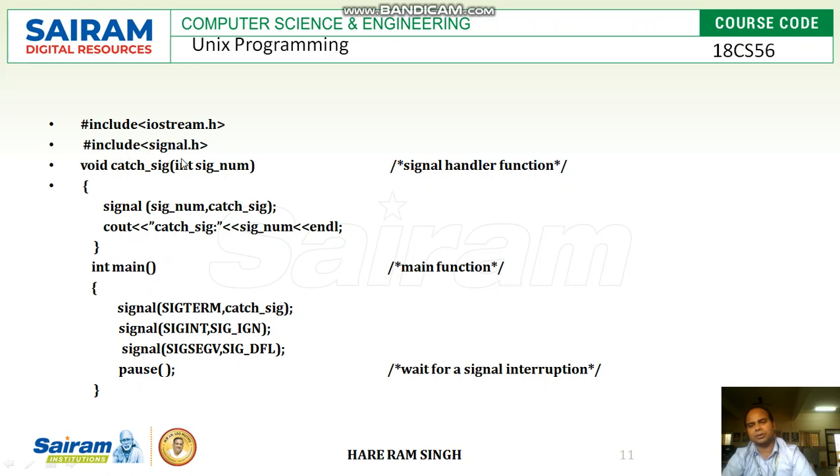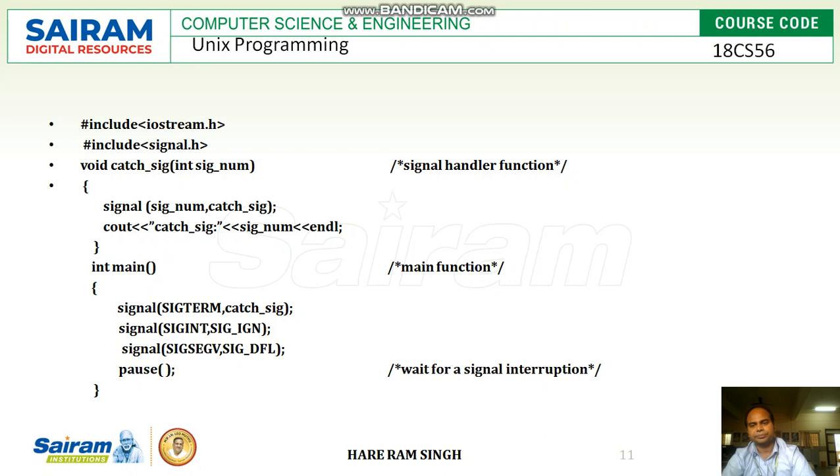For example, #include <iostream.h>, #include <signal.h>. Now every C program will start from the main function. In the main function we are calling a function called signal and we are passing two parameters, SIGTERM comma catch_signal, and catch_signal is defined here. Here signum will be copied by SIGTERM. Catch_signal is the function defined here, and it has a parameter sig_num. What is sig_num? SIGTERM.